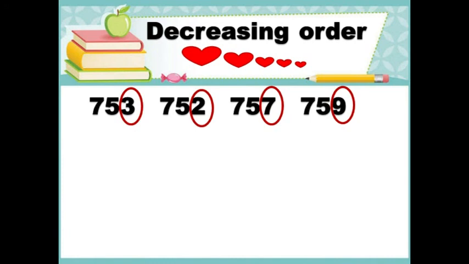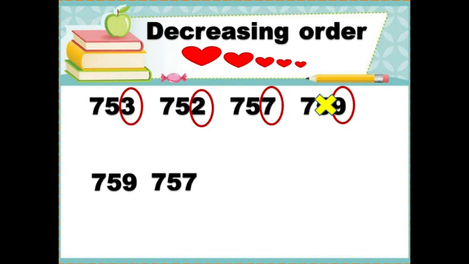So which among the four numbers is the biggest? Is it 3, 2, 7, or 9? It is number 9. Very good. So we write first the 759. So which number is the next? Which among the three is the biggest? Is it 7, 2, or 3? Very good. It is 7. So we write next the 757. Very good.